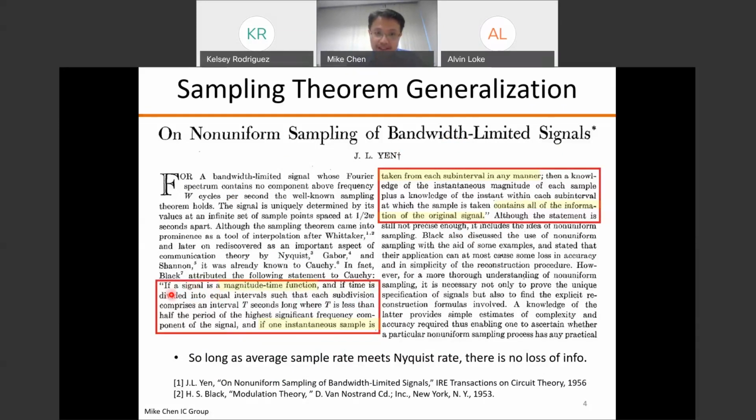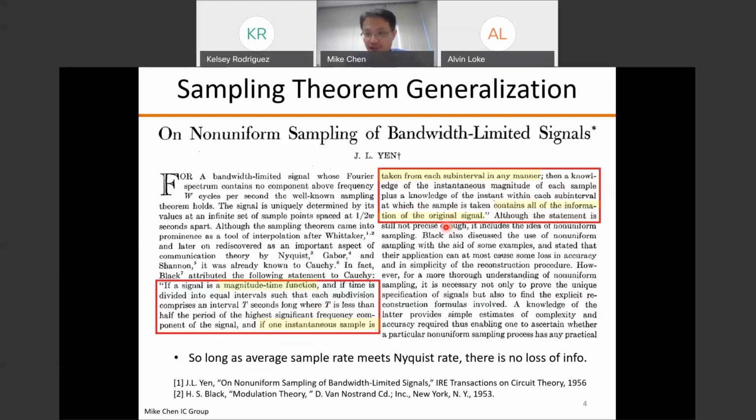Basically, Black was saying that if a signal contains magnitude and time information functions, and we divide the time into subintervals, then these intervals will be less than half the period of the highest frequency of the input. So far it just follows Nyquist. But the interesting message is that he goes ahead and states that if a sample is taken from each subinterval in any manner, then the knowledge about these samples actually contains all the information of the original signal.